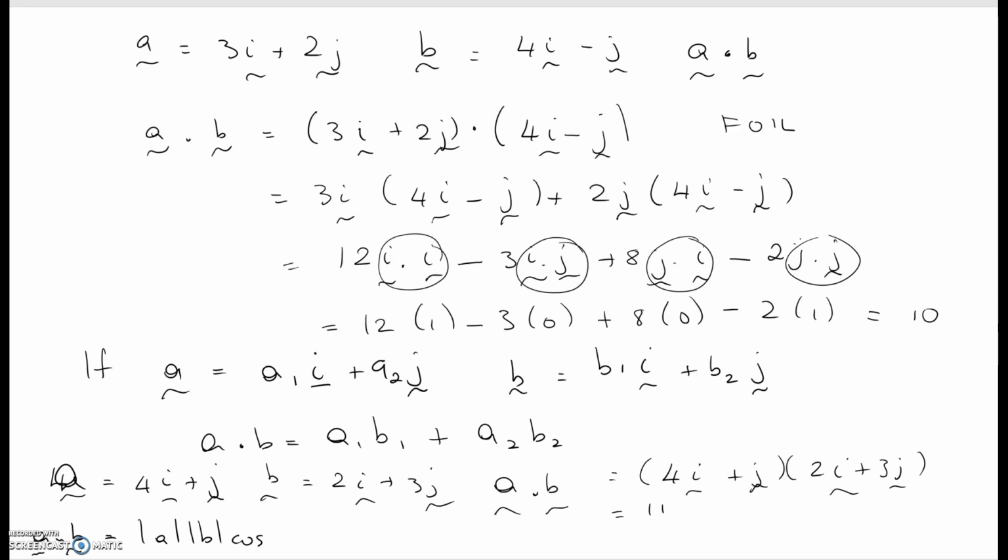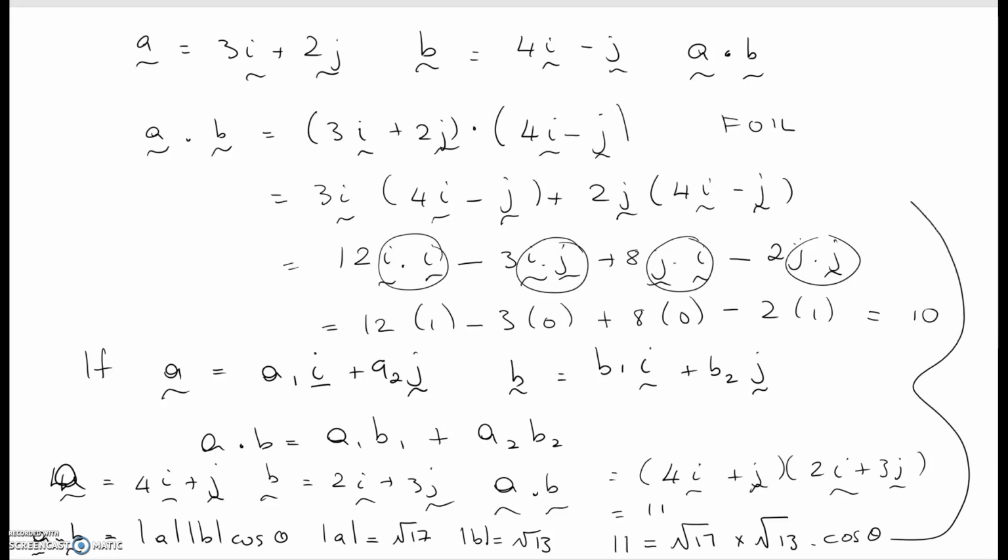But we also know that a dot b is equal to the length of a times the length of b cos theta. So if we wanted to find the size of the angle between, we could work out the length of a, which would be root 17, and the length of b, which is root 13. And then we could say, well, okay, 11 has got to be equal to root 17 times root 13 times cos of theta, because that's the other definition of it.